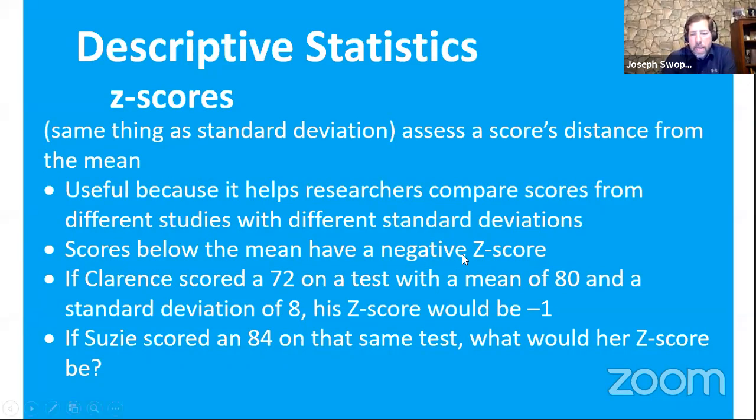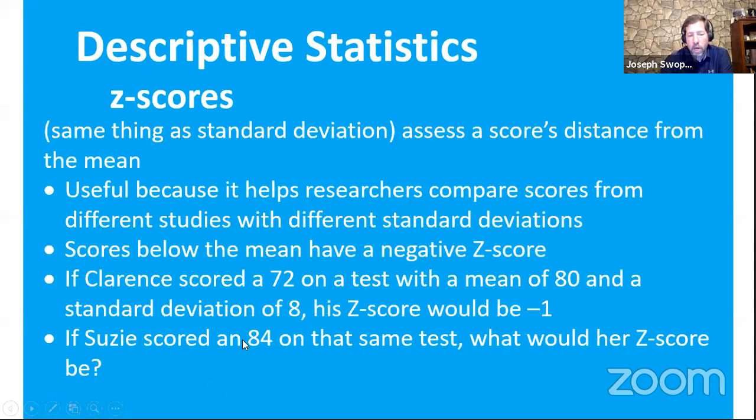Scores below the mean have a negative z-score. Okay, so if Clarence scored 72 on a test with a mean of 80 and a standard deviation of 8, his z-score would be -1. Okay, try to imagine it. 80 is the mean. Clarence scored below it on a 72. How many did he score below it? Well, he scored 8 below it, because 80 minus 72 is 8, which is the same number as the standard deviation. That means his z-score would be an exact -1.